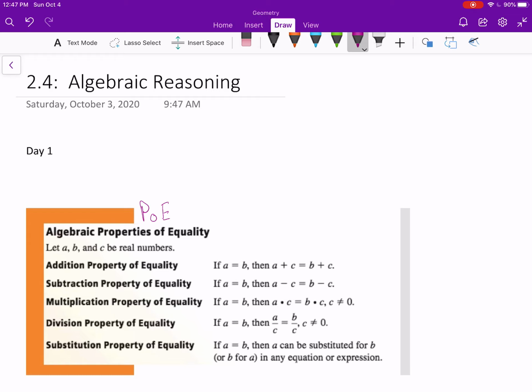So basically what it's saying is if you do it to one side, then you also have to do it to the other side, which is something we learned back in middle school. The substitution property of equality says that if A equals B, then A can be substituted for B or B for A in any equation or expression. So if two things are equal, they can be interchanged.